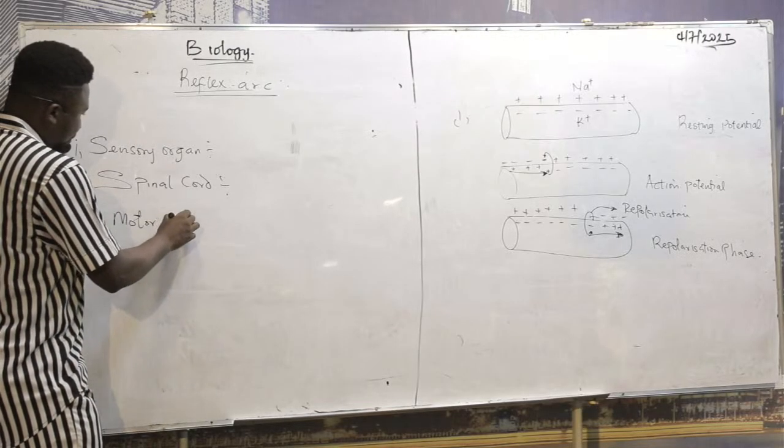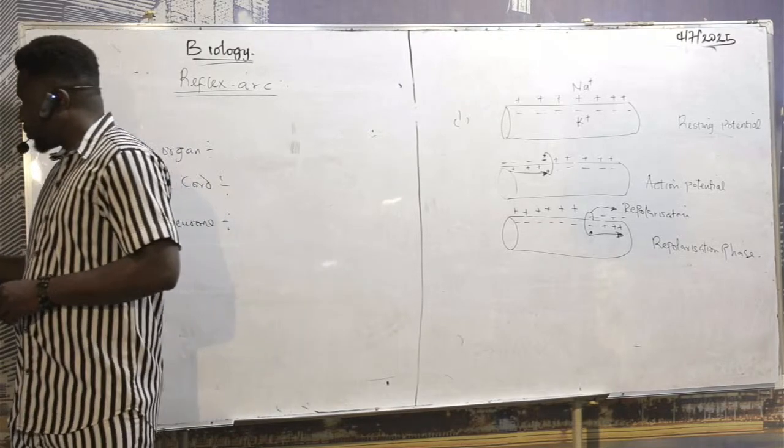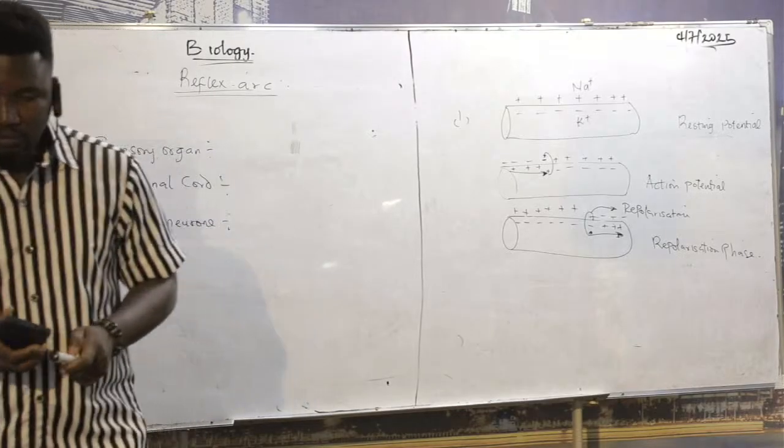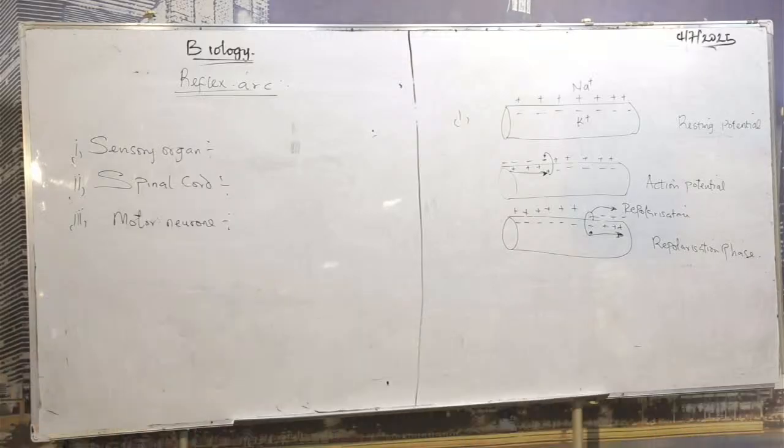What is the work of the motor neurons? It is responsible for transportation of impulses to the effector organs or muscles.